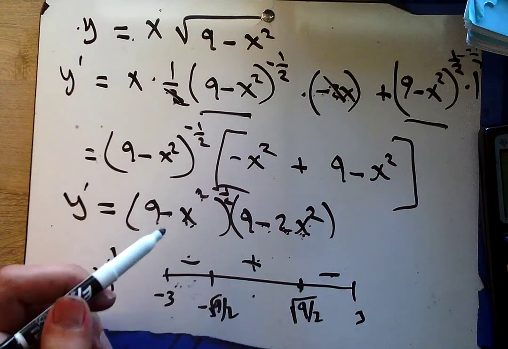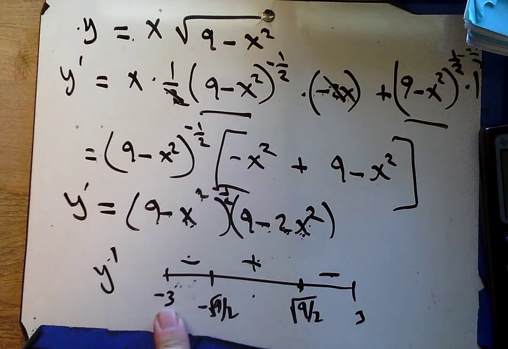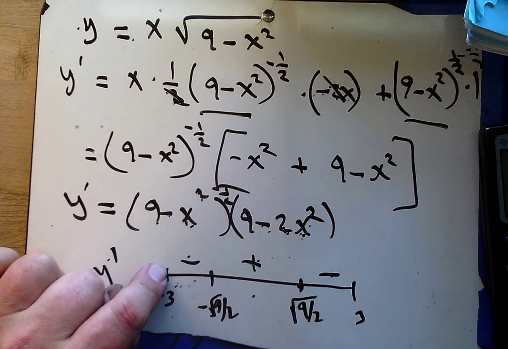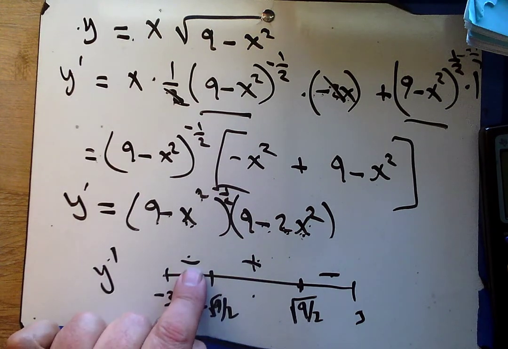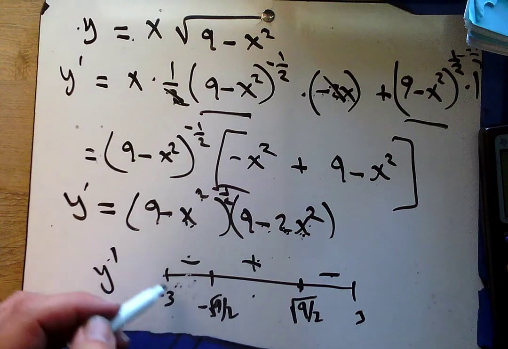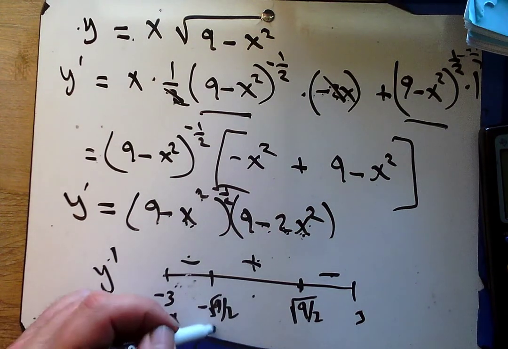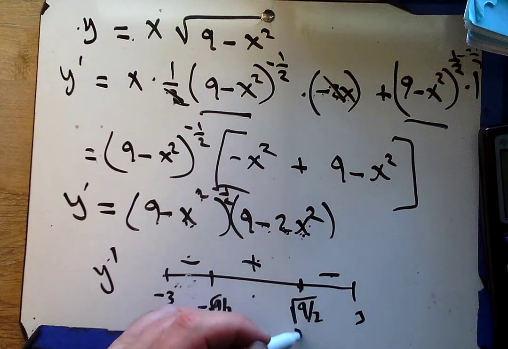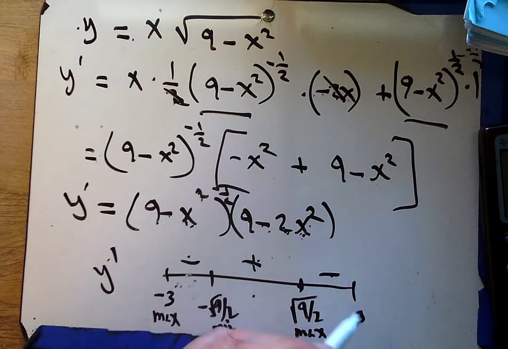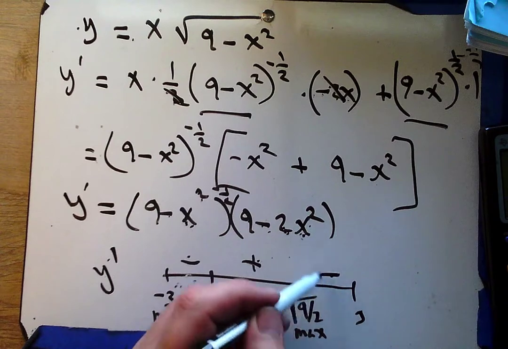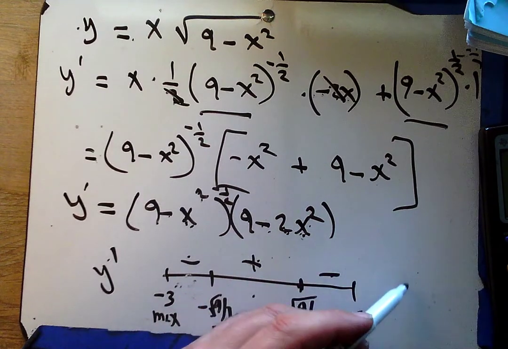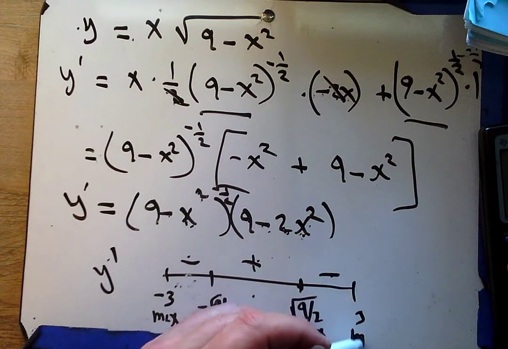But wait, there's more. What's happening here at x equals negative 3? From this point, y is decreasing. Y is decreasing, so this must be a max. Max, min, max. What about here? The function is decreasing until we get to 3. 3 is the low point, so that's a min.